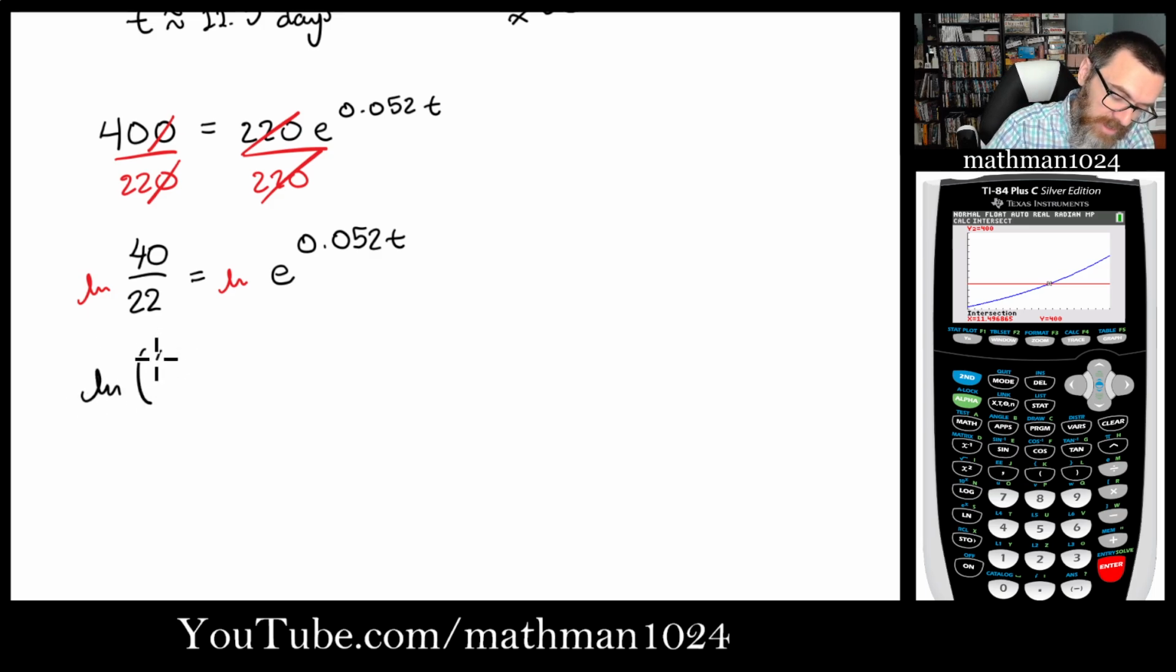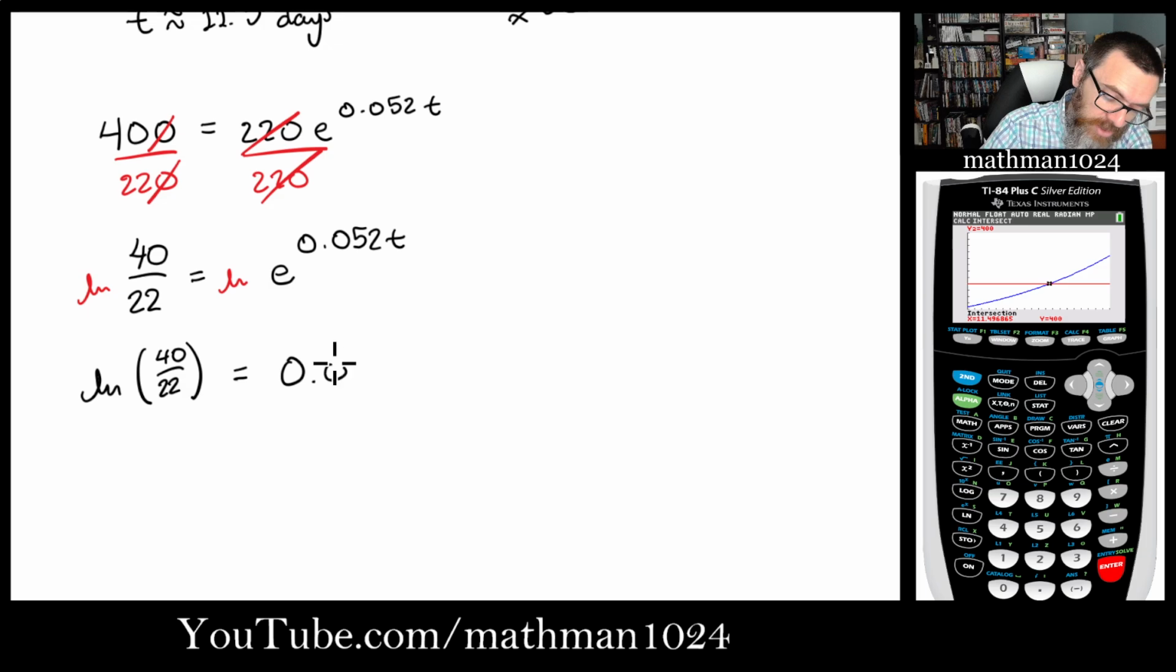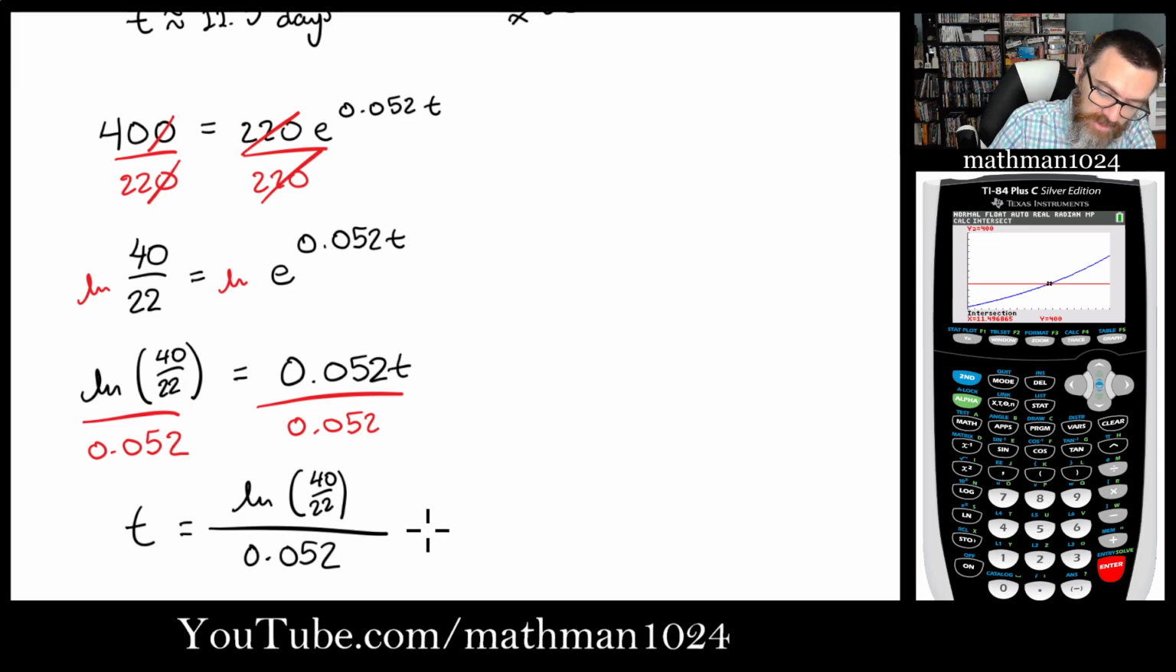All right, so now let's take the natural log of both sides. So I have the natural log of the quotient, 40 over 22, equals, and again, since we're using e for the base here, taking the natural log is super helpful because that reduces away, leaving us with just that power. And we're trying to get t by itself, so divide by 0.052. So t is equal to the natural log of 40 over 22, all of that over 0.052. So that is the exact value.